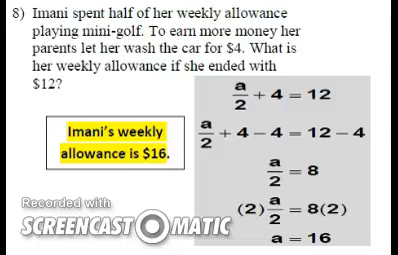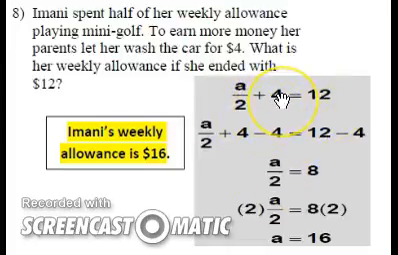Here's the final problem. Imani spent half of her weekly allowance playing mini golf. To earn extra money, her parents let her wash the car for $4. What is her weekly allowance if she ended with $12? So she got an allowance, she spent half of it, then after she spent half of it, her parents allowed her to wash the car for $4 more. So remember, she didn't spend half with the $4. The $4 came later. And after all that, she ended up with $12. Okay, so there's our equation.